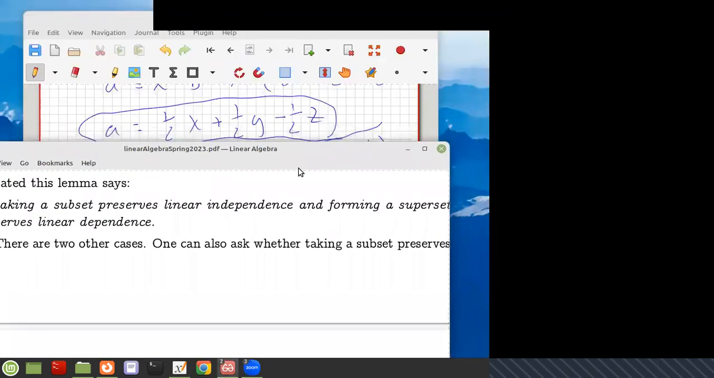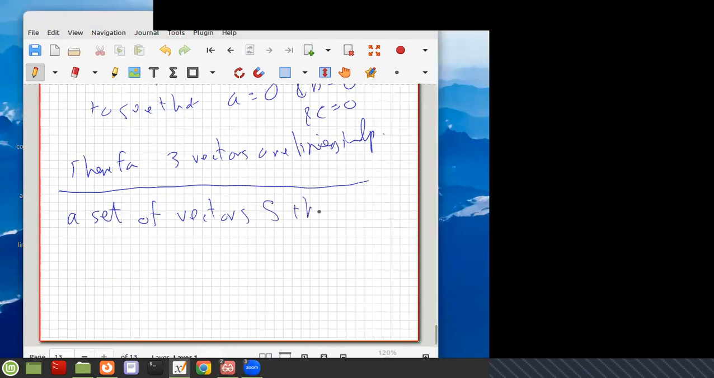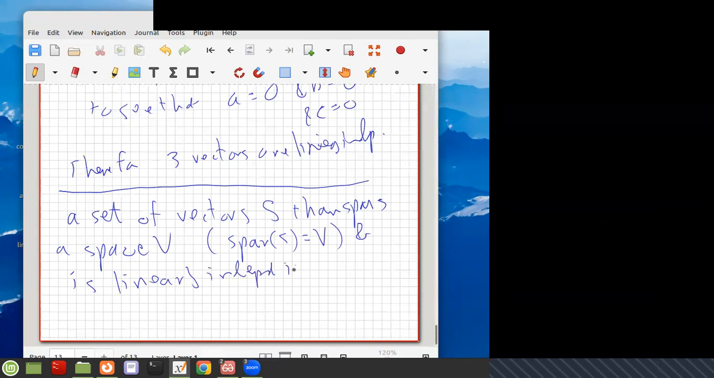Okay. Here is sort of a preview. A set of vectors S that spans a space V, that means the span of S equals V, and is linearly independent, is called a basis for V.